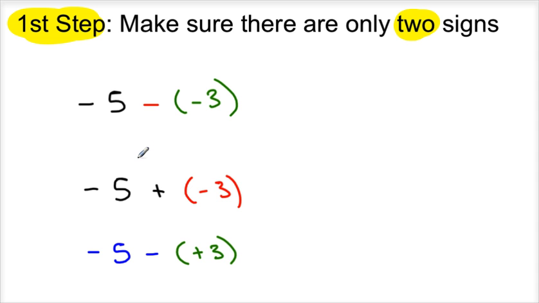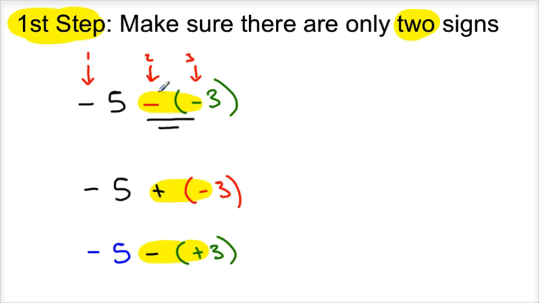First step, make sure there are only 2 signs. So if you notice, here I have -5 minus -3. This has two signs in between here. I don't want 2 signs. Now if you look at this, I have 1, 2, 3 signs. I don't want 3 signs. I only want 2. So what I want to do is combine these 2 signs in the middle, and combine these 2 signs in the middle here. The middle should only have 1 sign.